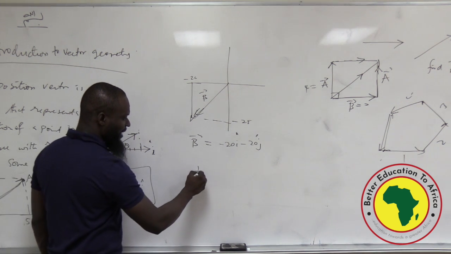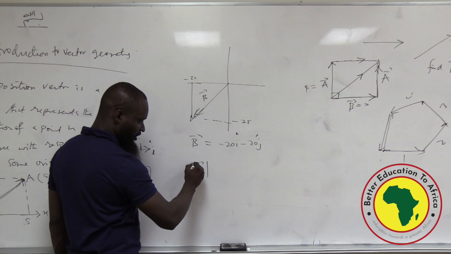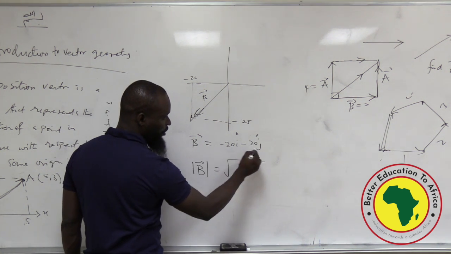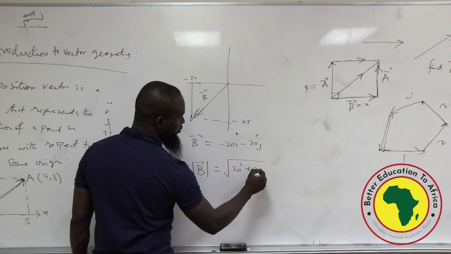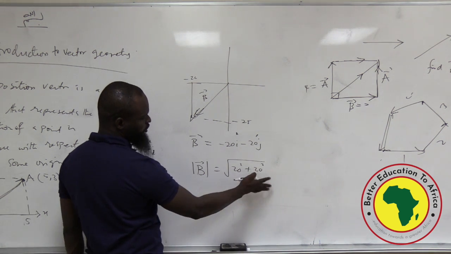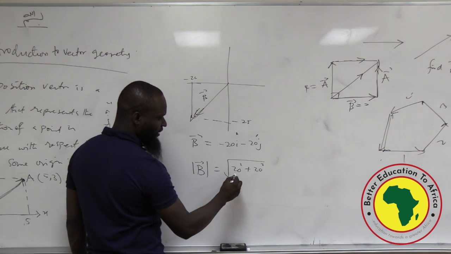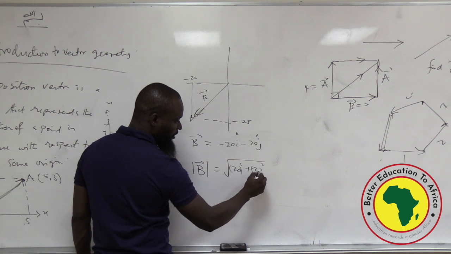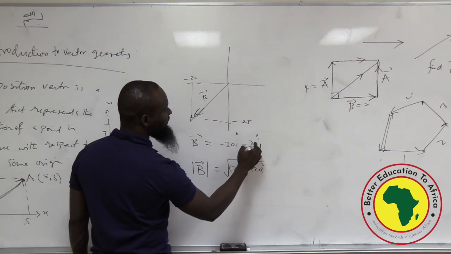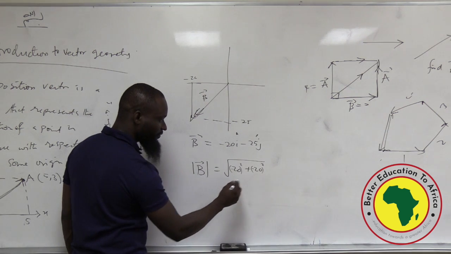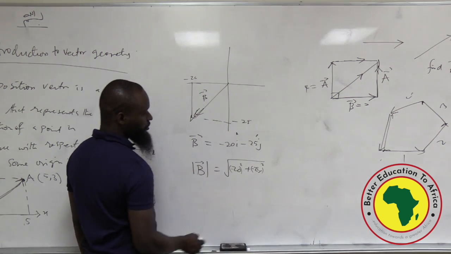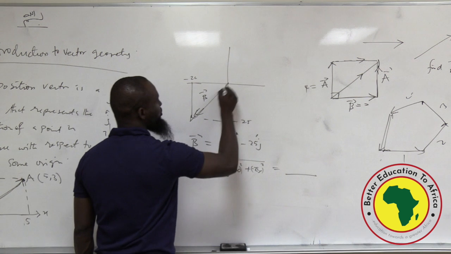Very simple. The magnitude, which is the modulus of B, is represented like this. It's just the square root of the square of each. 20 square plus 25 square. You can put the minus there, it doesn't matter, but the square will be positive. Okay? So you can say minus 20 square plus minus 25 square. Okay? And take the square root. It will give you a number, that is the magnitude of this line.